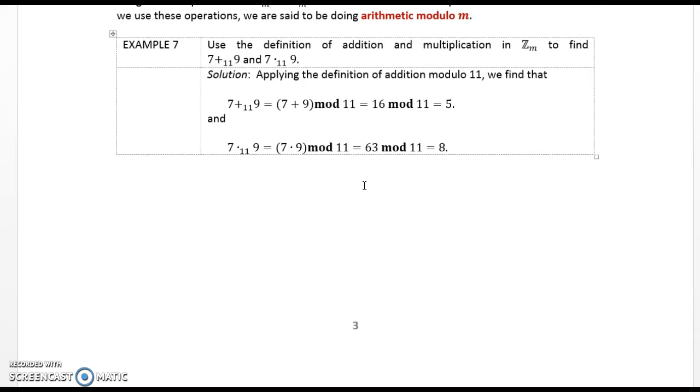Example 7. Use the definition of addition and multiplication in the integers modulo m to find the addition modulo 11 of 7 and 9, and the product modulo 11 of 7 and 9. So 7 plus 9 is 16, and 16 mod 11 is equal to 5. And 7 times 9 is 63, and 63 mod 11 is equal to 8.